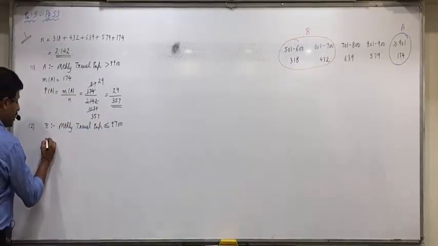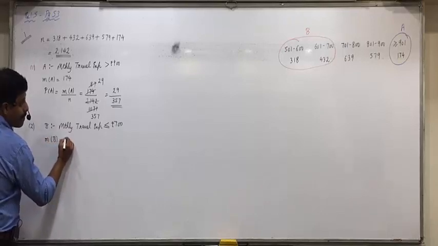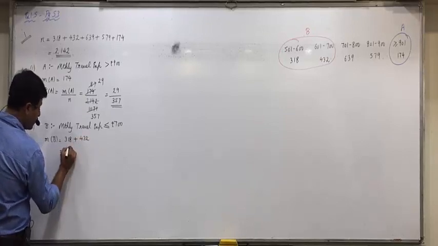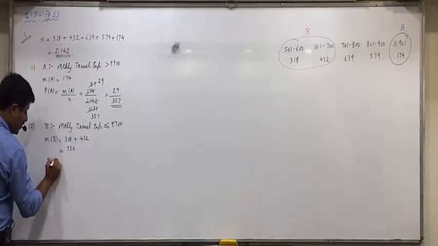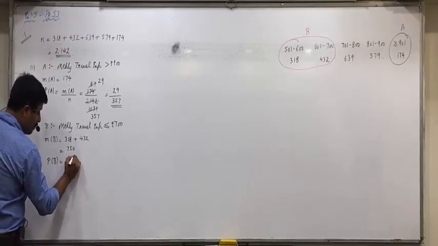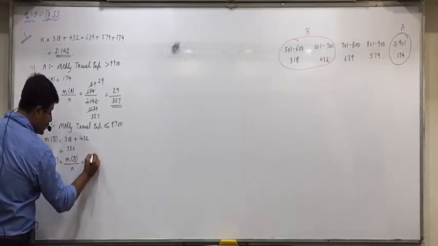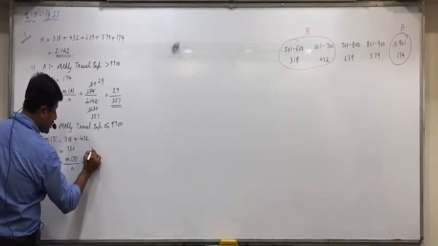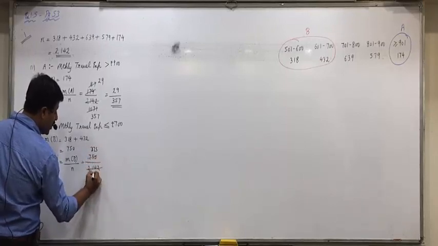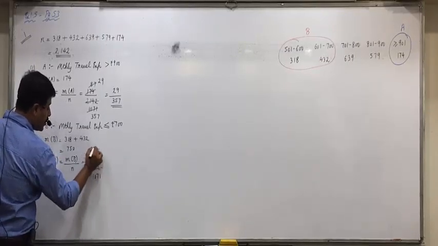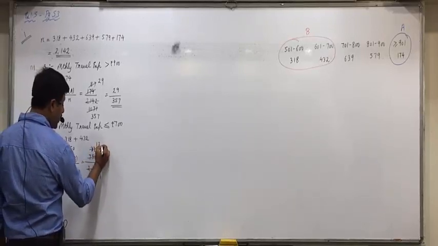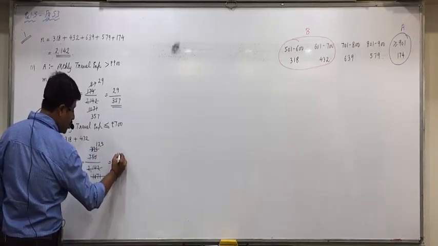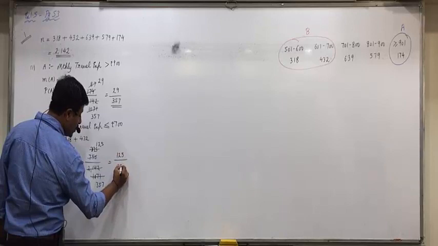So from that table you can tell me what will be M of event B? 318 plus 432, 750. So probability of event B will be M of B upon N, 750 upon 2142. 2 into 375, 2 into 1071, 3 into 125 and 3 into 357. So 125 divided by 357.